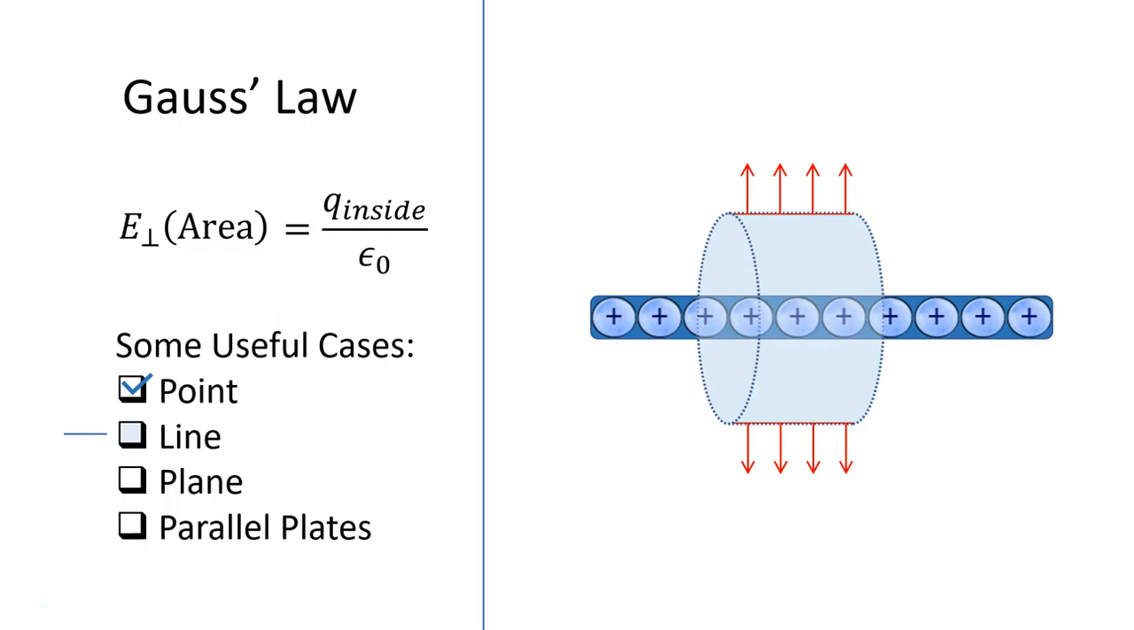So 2 pi r L times the electric field E is the charge inside over epsilon 0. Now the charge inside is the portion in the cylinder, and that's the linear charge density lambda times L. The L's drop out. We rearrange terms, and we would get the electric field for a line of charge is 1 over 2 pi epsilon 0, the linear density lambda over r. Right, so a different formula, and obtained from Gauss's law.